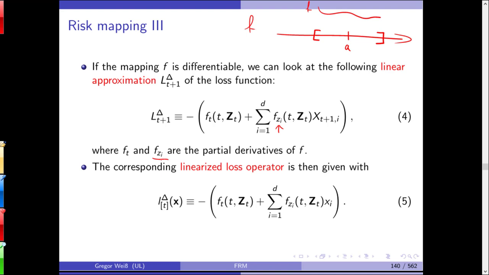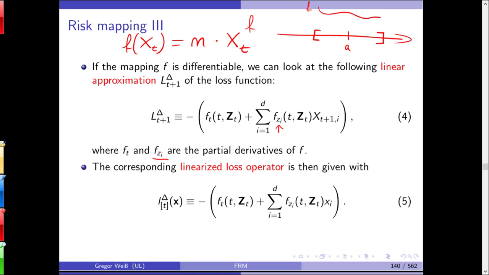And this looks very, very theoretical. What practical use does this have? You need to remember this risk mapping f can be very simple. It can simply, for a stock investment, be the amount of money you have invested times the stock price, or the number of stocks times the price. So the mapping f of the risk factor changes will be the number of stocks times the change in price.